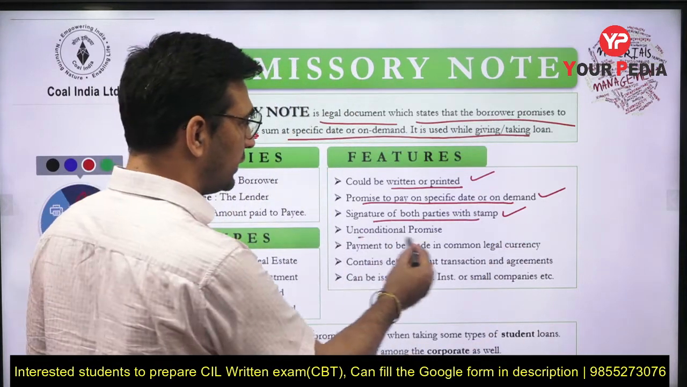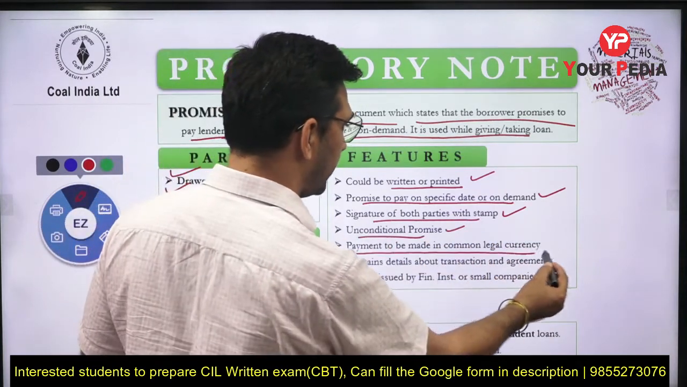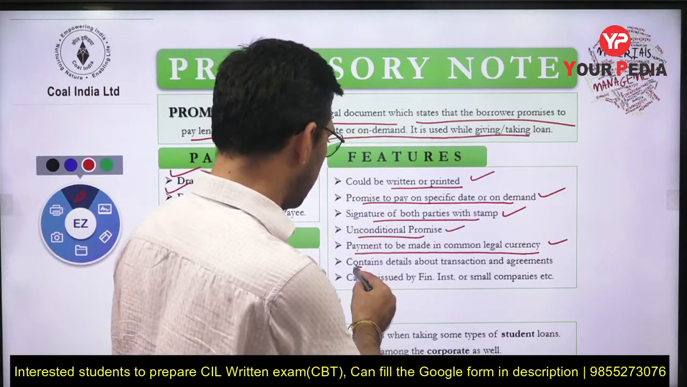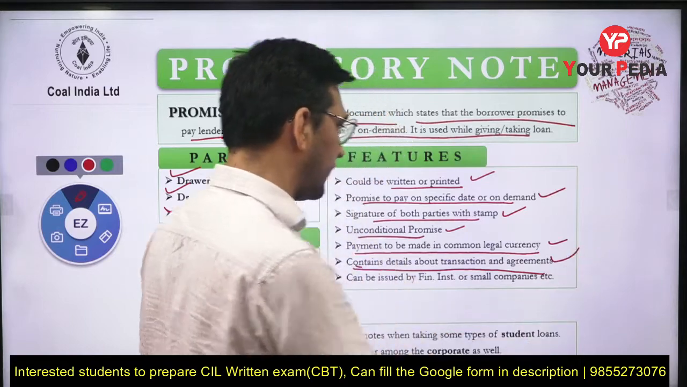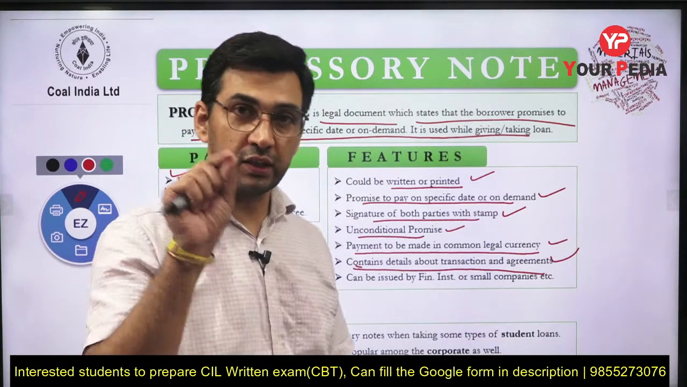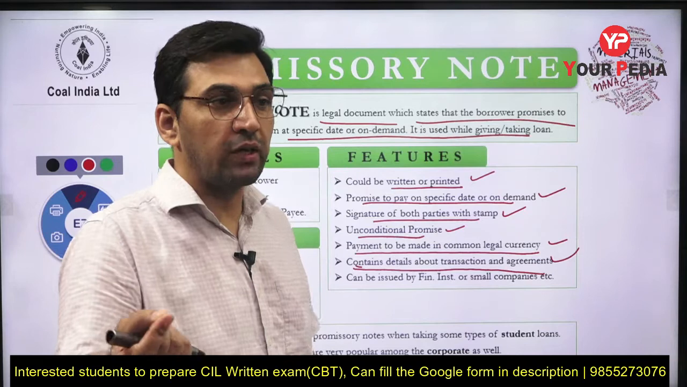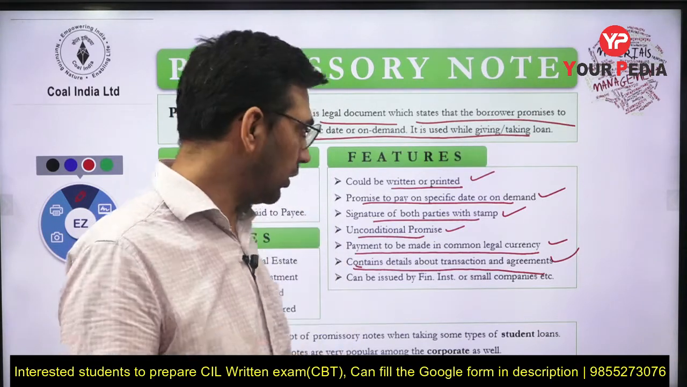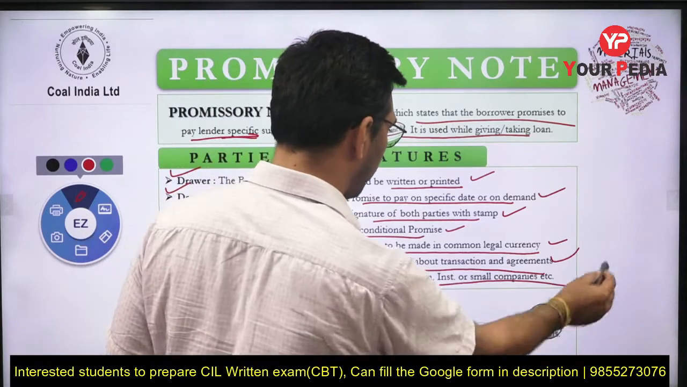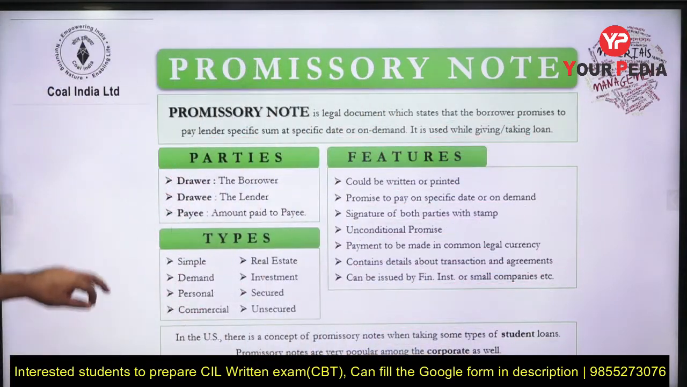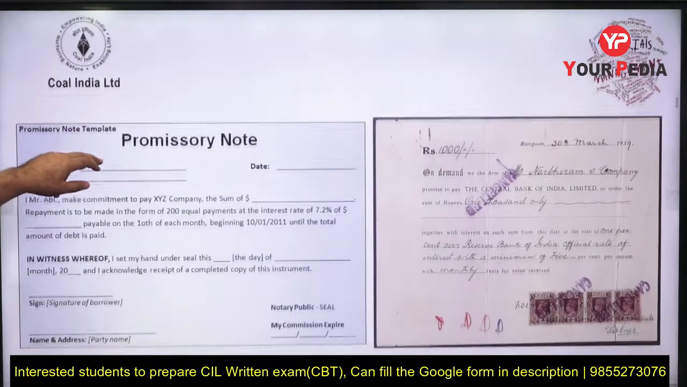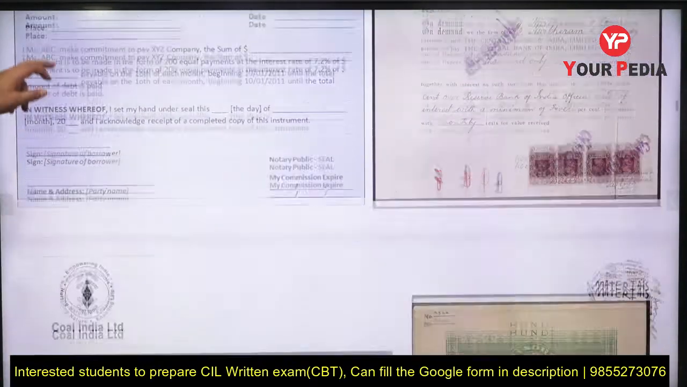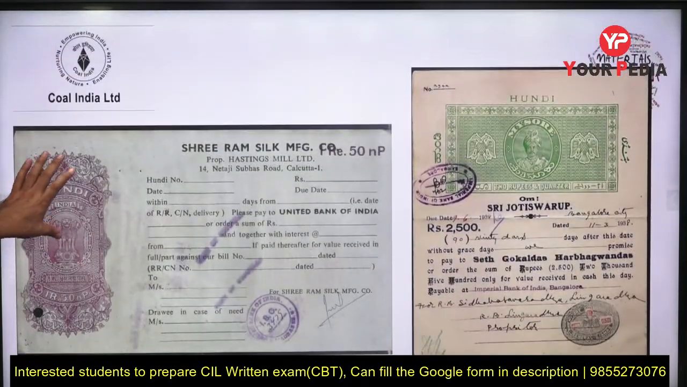Unconditional promise. Payment to be made in common legal currency, obviously the legal currency accepted by both. Contains details about the transaction and agreement. You will say okay this much amount, and let's say if interest is also involved, then you can mention that over there. Can be issued by financial institutions or even by companies who are transacting. So this could be the format, the overall idea you need to have is how it looks. And this was the hundi, which is not legal now, as I told you.